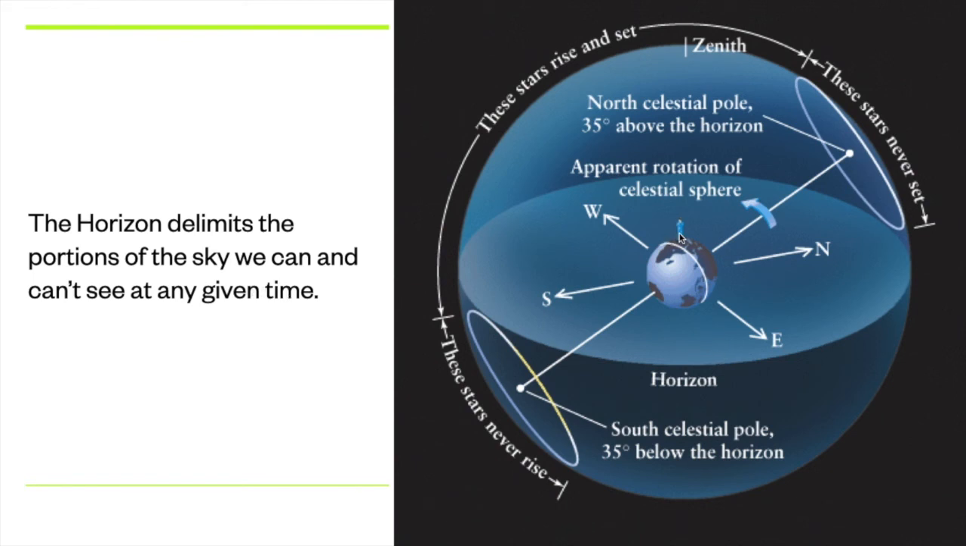Notice that, say this is the observer. For him, this is the horizon and this portion of the celestial sphere is visible to that person. So all the stars within this area are rising and setting as the sky moves around the north-south direction. So the whole sky is going around like this.